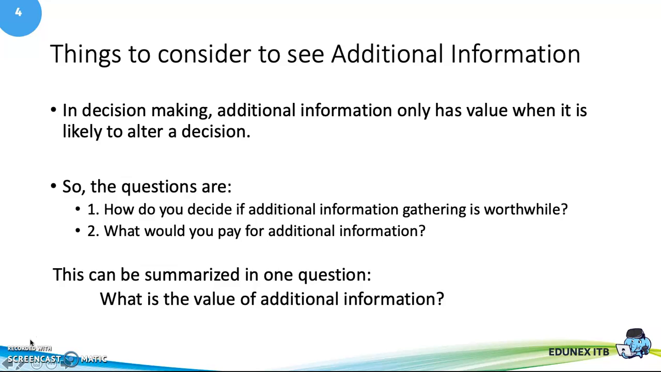There are things to consider to see the additional information. In decision making, the additional information only has value when it is likely to alter the decisions. So the questions are, how do you decide if additional information gathering is worthwhile, and what would you pay for the additional information? This can be summarized in one question: what is the value of the additional information?